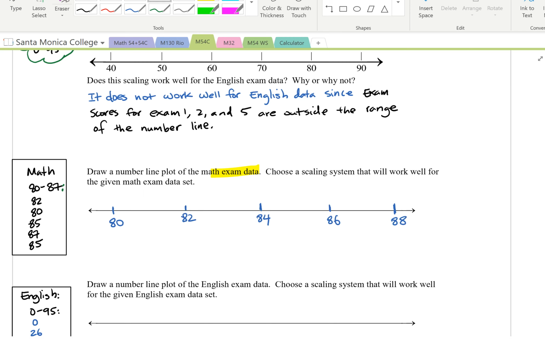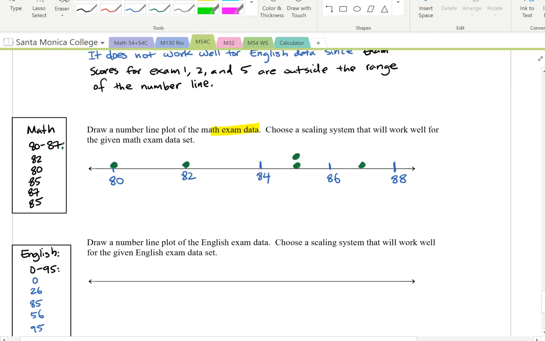First score is 82, so it's right here. And then I have an 80. Then I have an 85. And I have an 87. And I have an 85 again. Okay. Notice that there's no unnecessary space on my number line here. So this is my math exam score. I can even label my line here. I say this is the math exam scores.